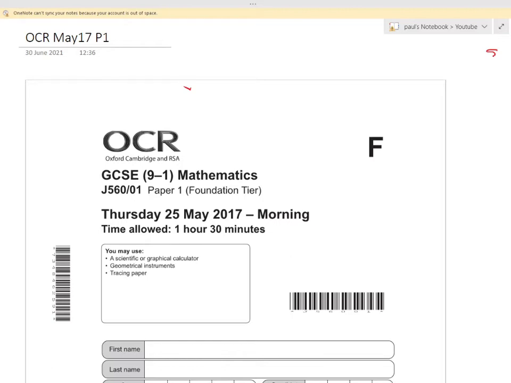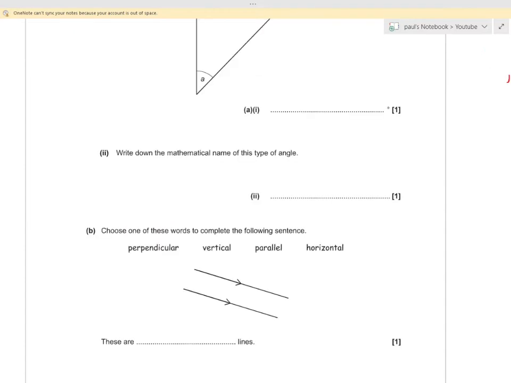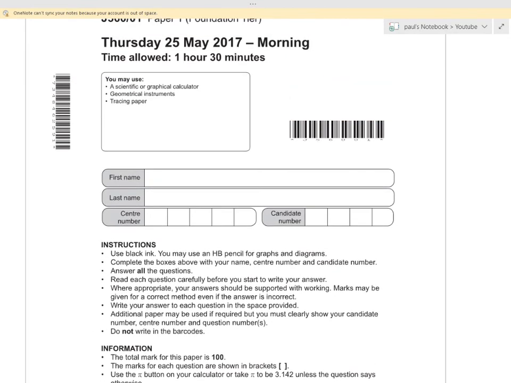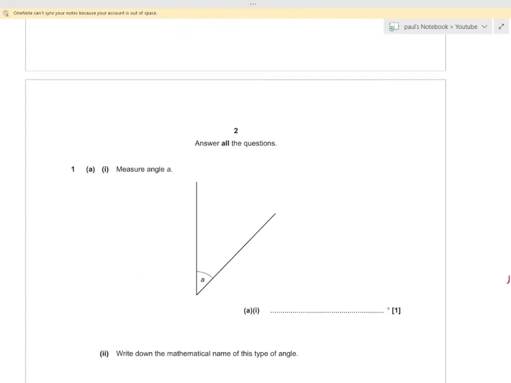Right, let's wind down if we can. There we are. Right, so what do we get? We get an hour and a half.